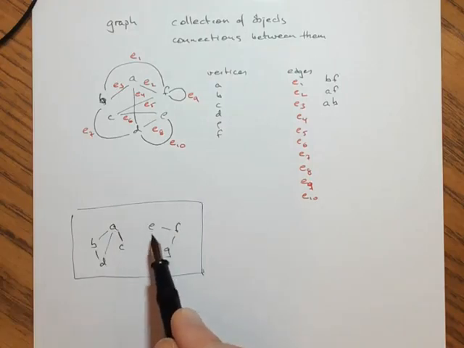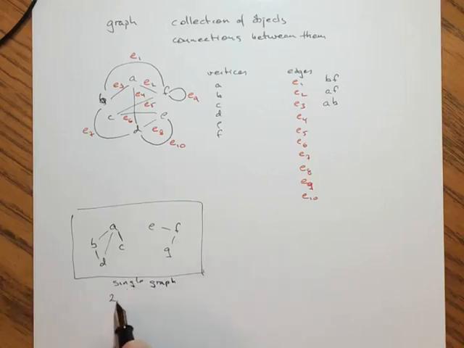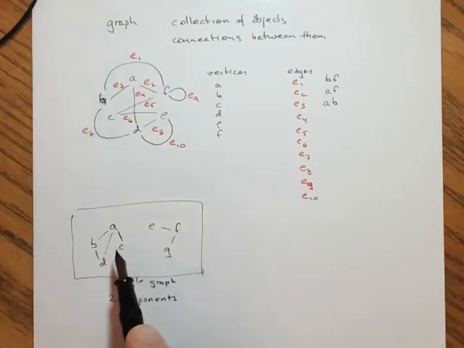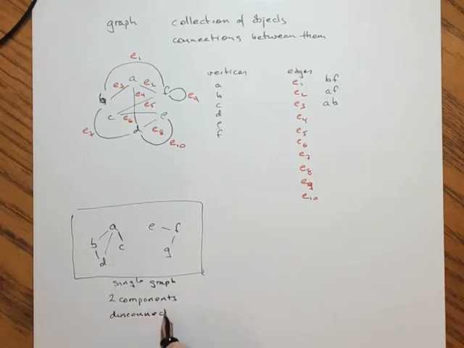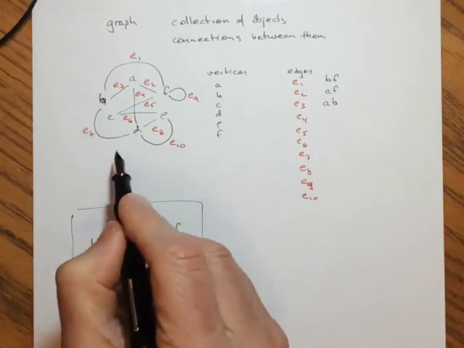There's no connection over to this component. So the difference here is that this whole thing is a single graph, but it comes in two pieces, or more strictly two components. In this case, because you can't get from one piece or one component to the other component, we call it a disconnected graph, because it's not connected. Something like this is connected because it's really just in one piece.